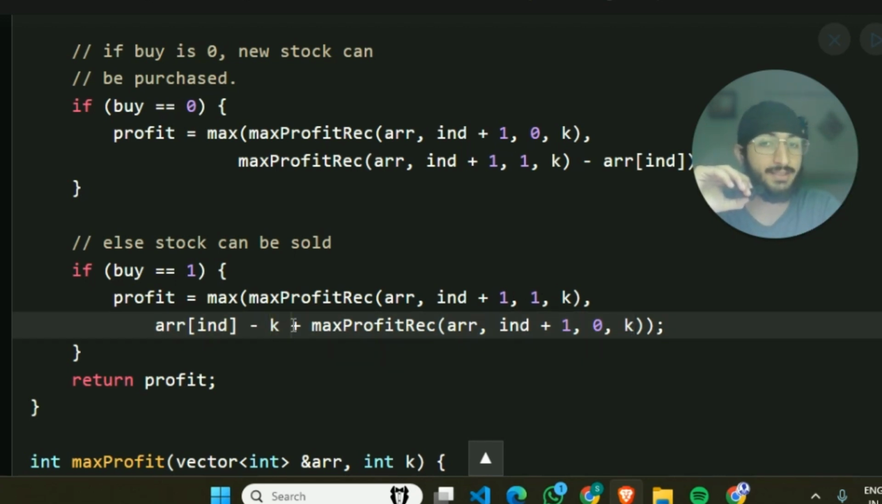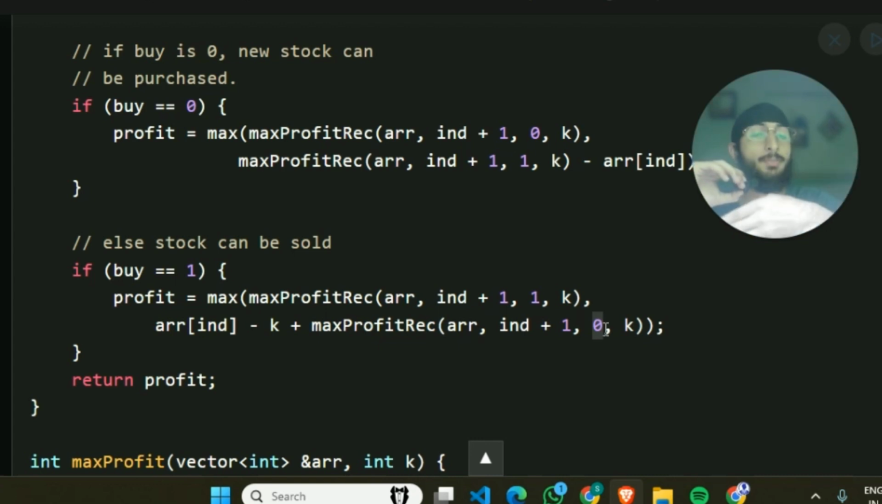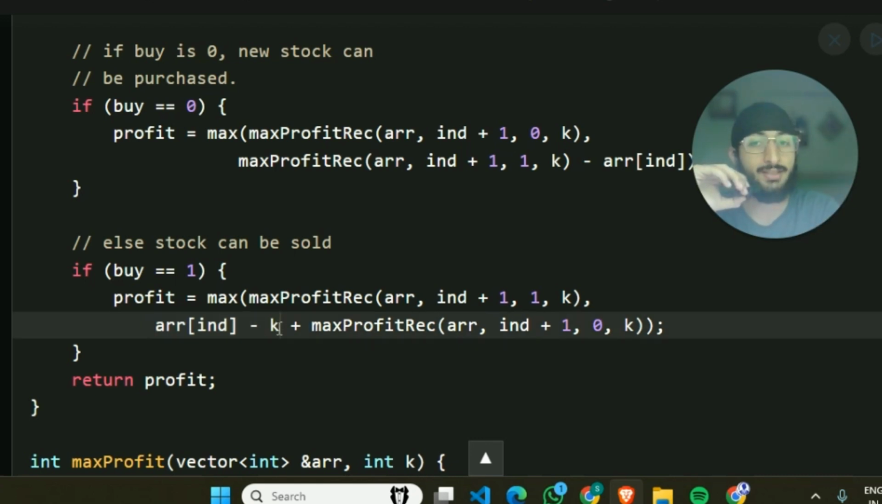So if we are selling the stock, that means we are moving to the next index, that is next day. We are changing the buying state to buy is equal to 0. That means we can buy the next stock, since we have already sold the previous one. And we add the profit that we get. That is the selling price, which is array of index, and we also need to account for the transaction fee. So that is the transaction fee, minus k. So array of index minus k is added to this.